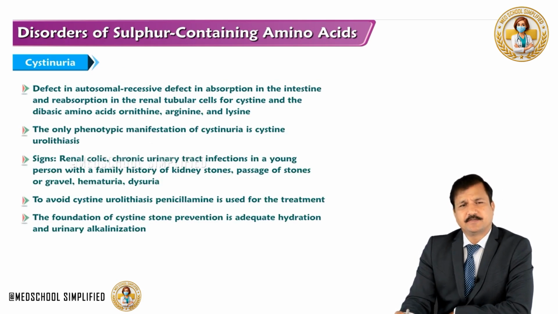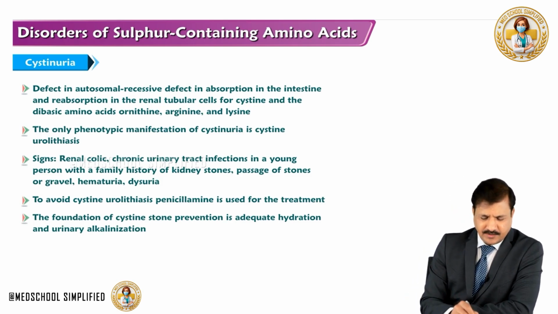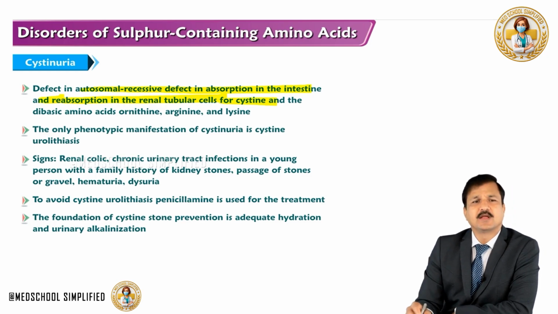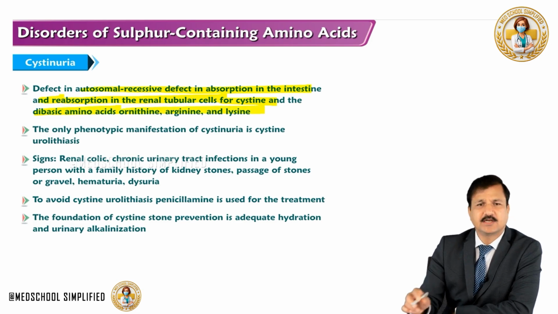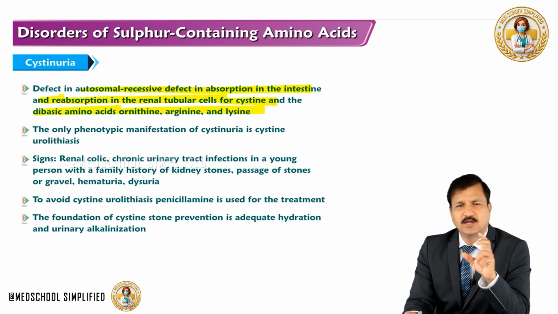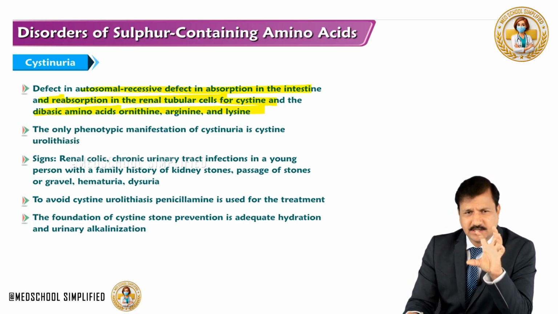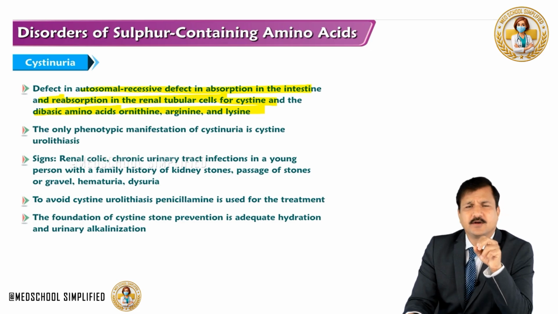Coming to cystinuria. Cystinuria is because of an autosomal recessive defect in the absorption in the intestine and reabsorption in the renal tubular cells for cysteine, and this is accompanied by other dibasic amino acids like ornithine, arginine, and lysine. Basically, it's a dual organ effect where the intestines are decreasing the absorption of cysteine, ornithine, arginine, and lysine from the food, and the renal tubular cells are decreasing their reabsorption of these molecules.